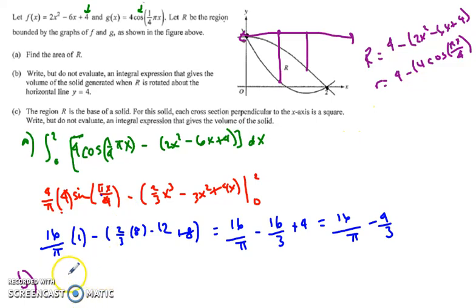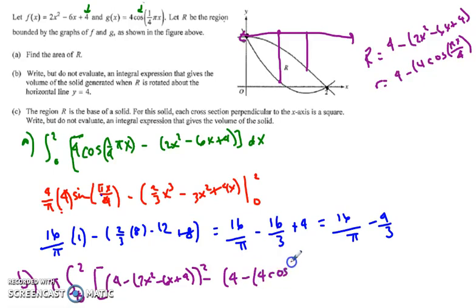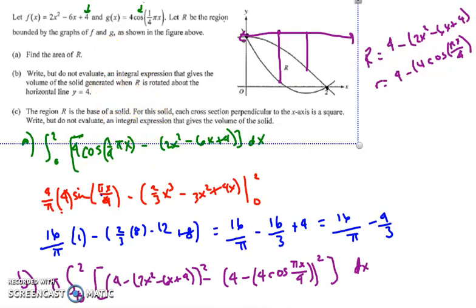So my integral expression is going to be pi on the outside. Limits of integration will be 0 and 2, and then I need big R squared. So 4 minus 2x squared minus 6x plus 4, that whole expression squared, minus little r squared. So 4 minus 4 cosine of pi x over 4 all squared. Close the big bracket there and put in a dx, which is all you need to do for this problem. Just show your setup. So I'm going to have to copy this and start a new page.